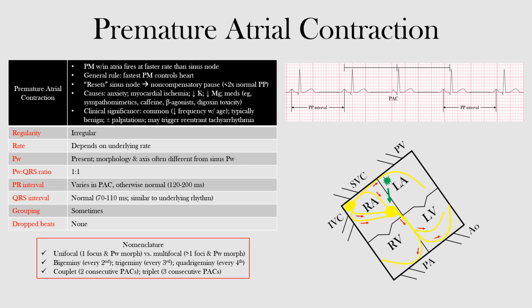So first off, why do ectopic beats come about? Well, there are groups of pacemaker cells throughout the conducting system that are capable of spontaneous depolarization just like the sinus node. The intrinsic rate of depolarization of these pacemaker cells decreases from top to bottom along the conduction system. That is, the fastest is in the sinus node and the slowest is within the ventricles. And the general rule is that the fastest pacemaker controls the heart.